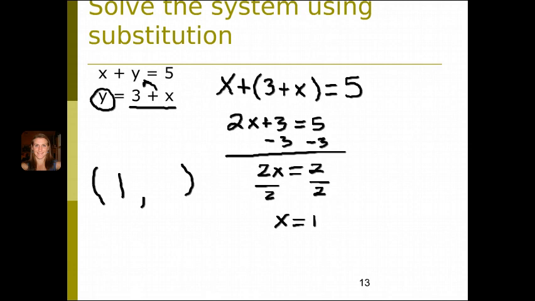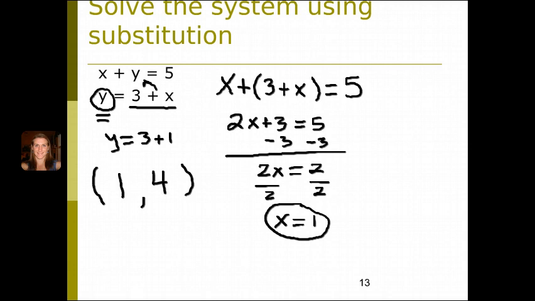Step 4 is to plug this x equals 1 solution back into the other equation to figure out your y. Since we know that y equals 3 plus x, now we know that y is going to equal 3 plus 1, which means that y equals 4. So the point at which these two lines cross is the ordered pair 1, 4.